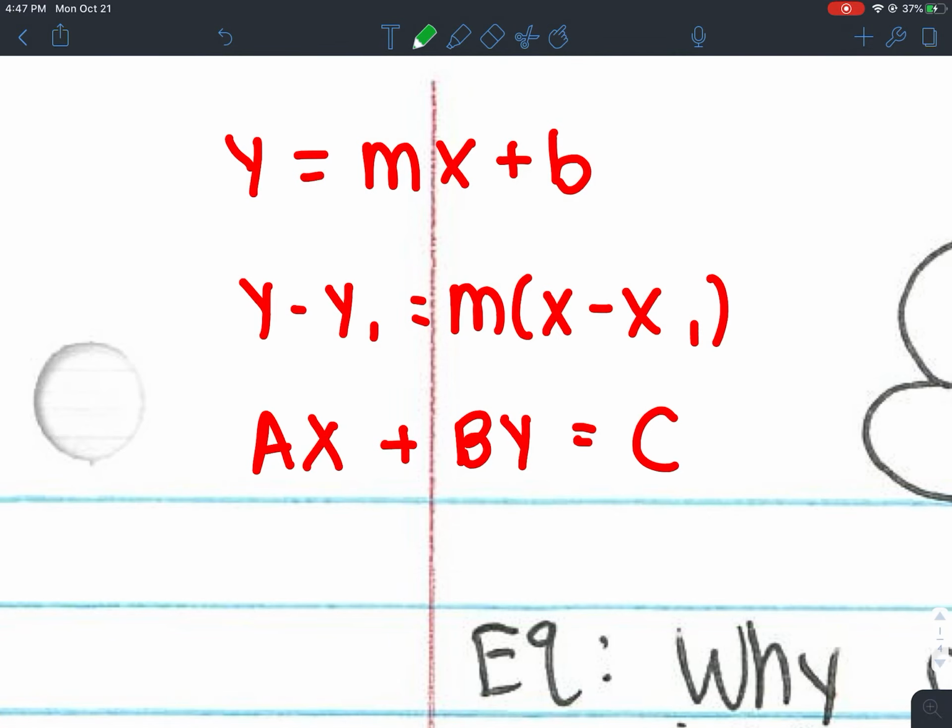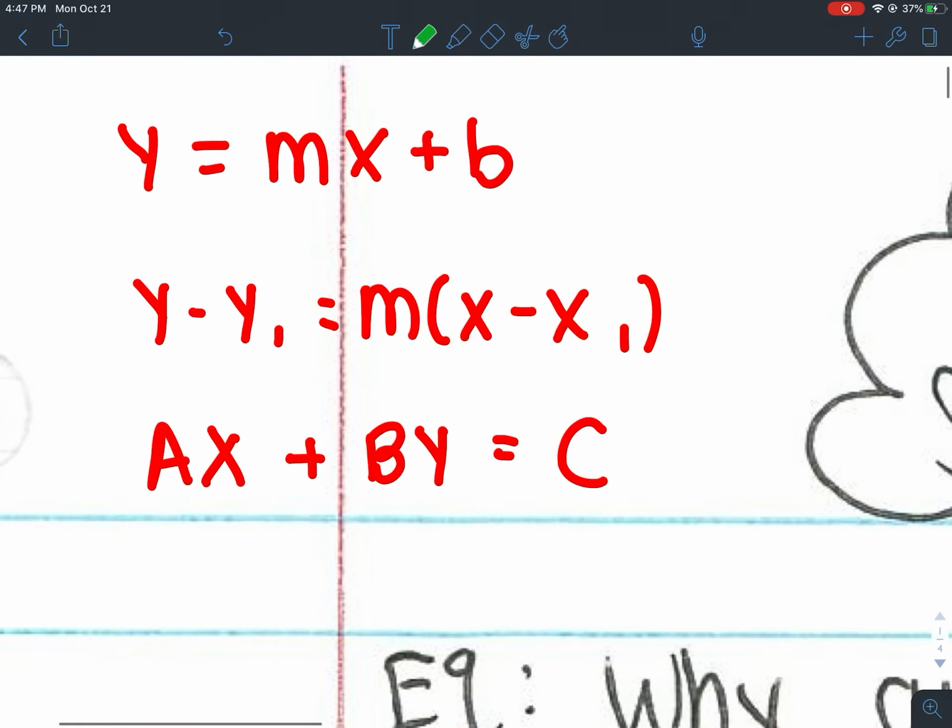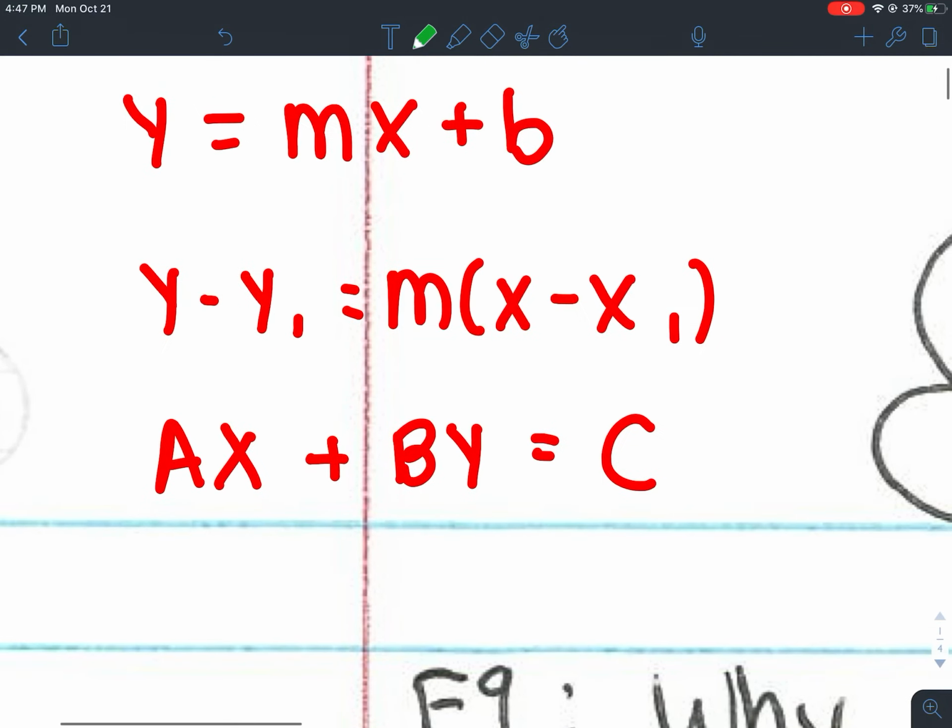Okay, so we have three forms that we're going to learn. And in Algebra 1, we only learn three forms for the linear function, and there's really only three forms for linear functions. The first one is slope-intercept form. The second one is point-slope form. And the third form is standard form. So we're going to learn about three different forms and three different ways we can create and draw and write a line.